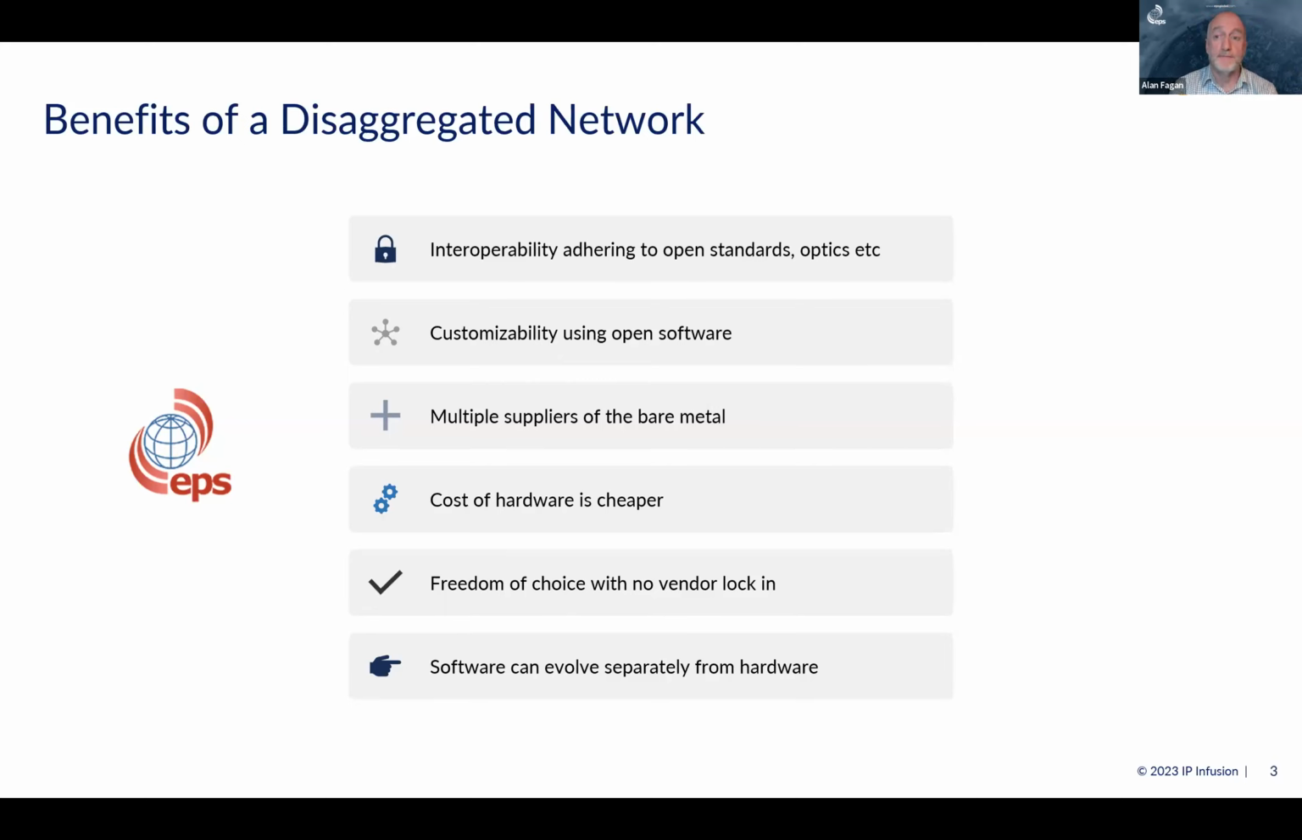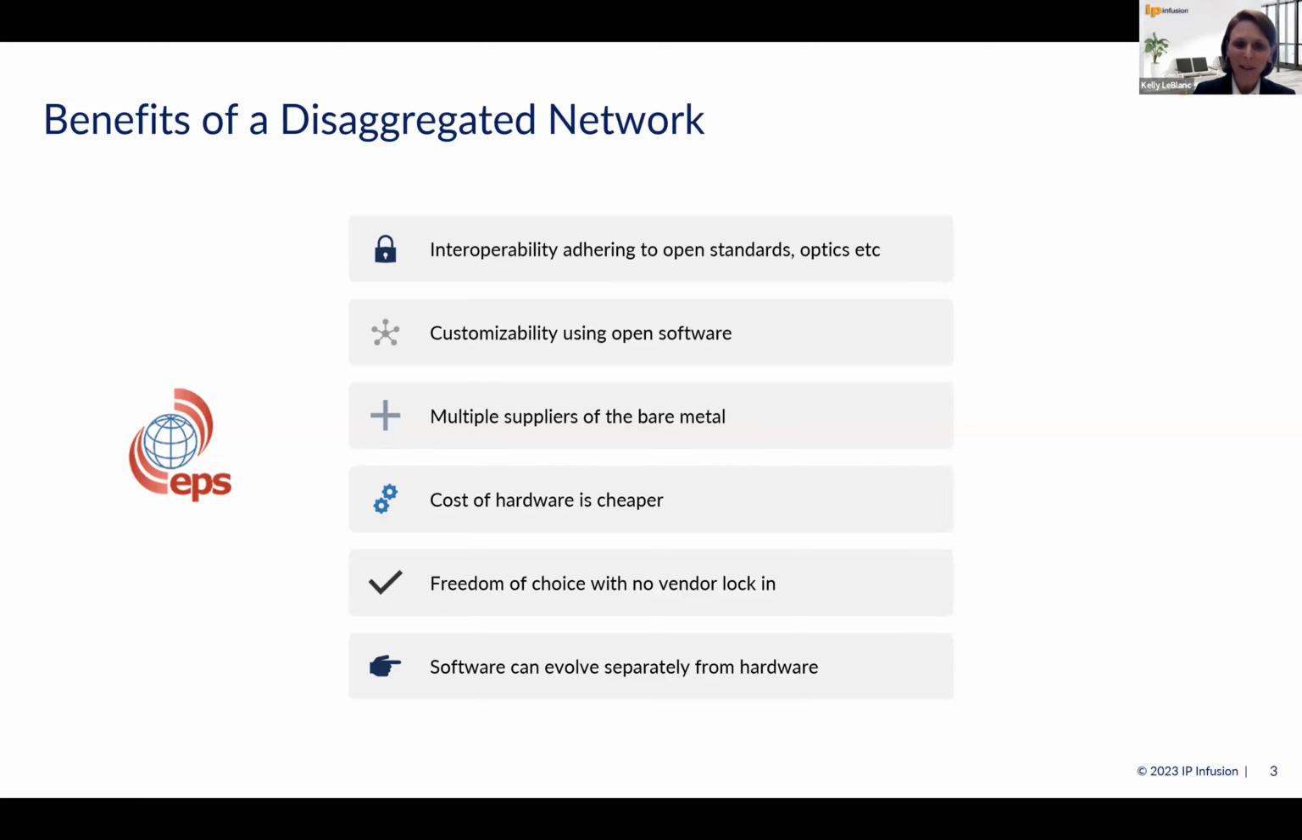And you can too. And with that, I'm going to hand over to Kelly and Graham, and they're going to talk specifically about Uniti's journey from choosing IP Infusion all the way to implementation and the benefits they've seen from this transition. Thanks a lot, Alan.